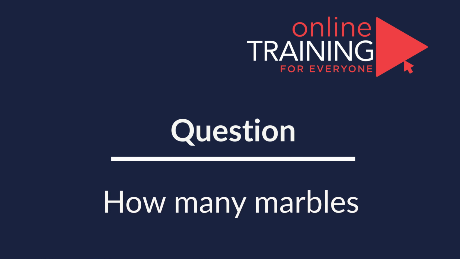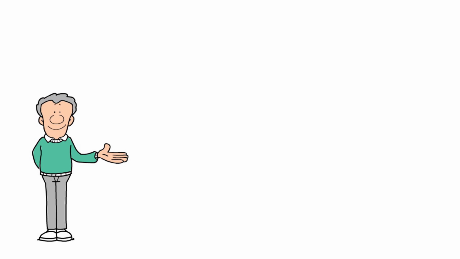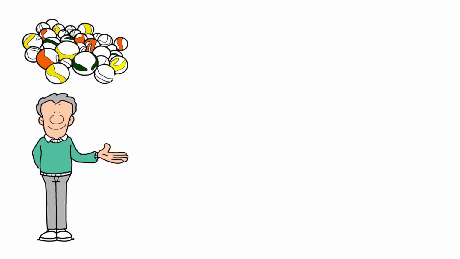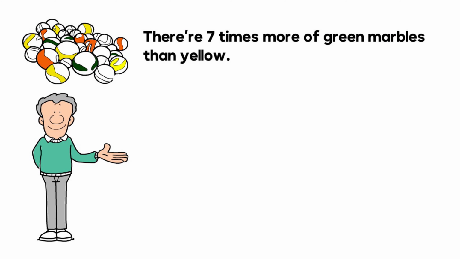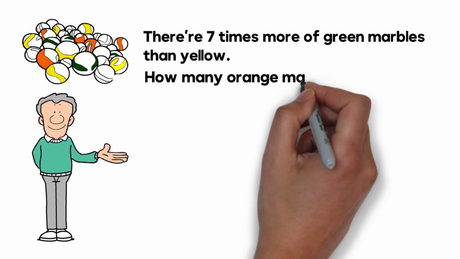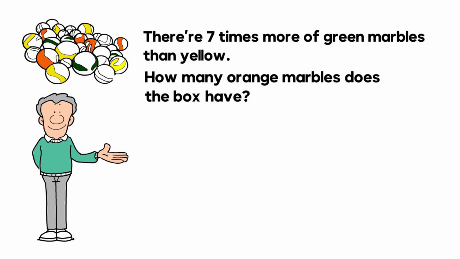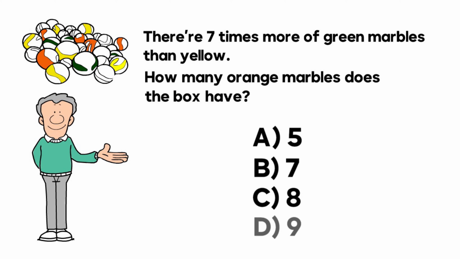Here's the cool problem, which is easy to understand, but might be a little tricky to solve. The box has 15 marbles of green, yellow, and orange colors. There are 7 times more of green marbles than yellow. How many orange marbles does the box have? You have 4 different choices. Choice A, 5. Choice B, 7. Choice C, 8. And choice D, 9.